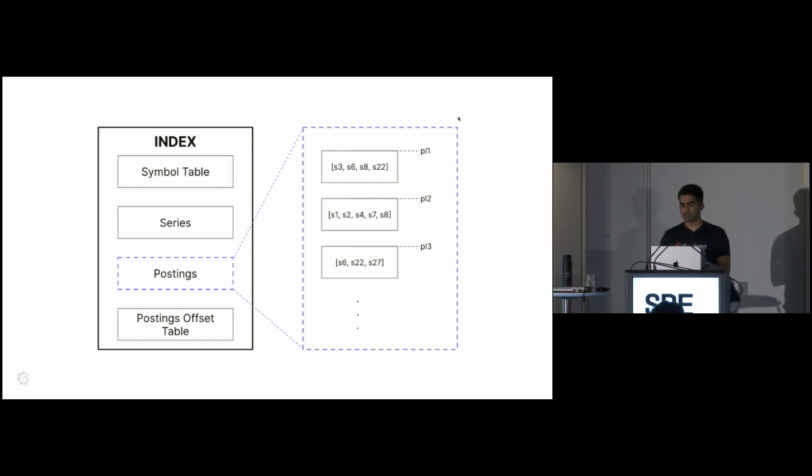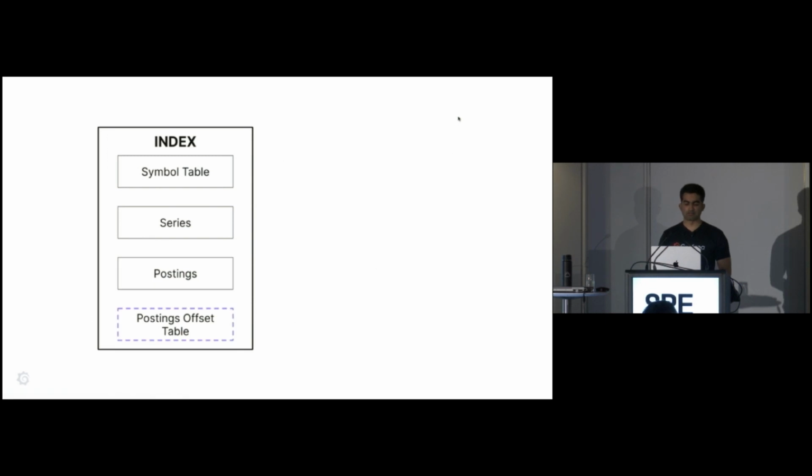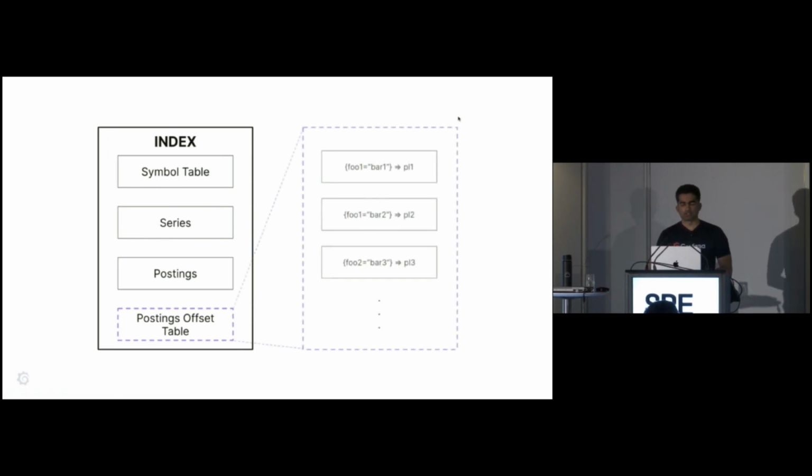So PL1, PL2, PL3 are again the offsets. At the offset PL1, you have a list of some postings, or some series IDs. So similarly PL2 and PL3. We'll come to the postings offset table and see what that actually means. Okay, so all this is the inverted index, and we'll see how to query it next.